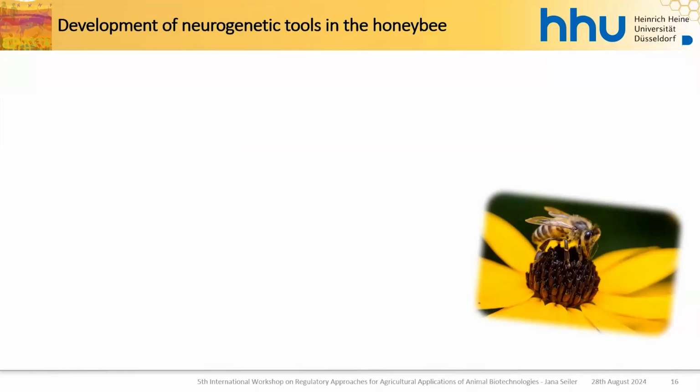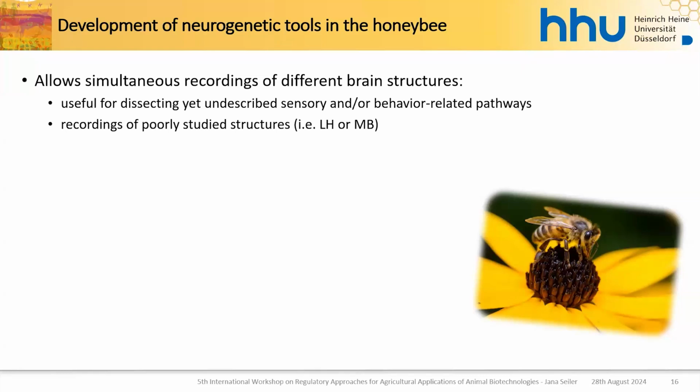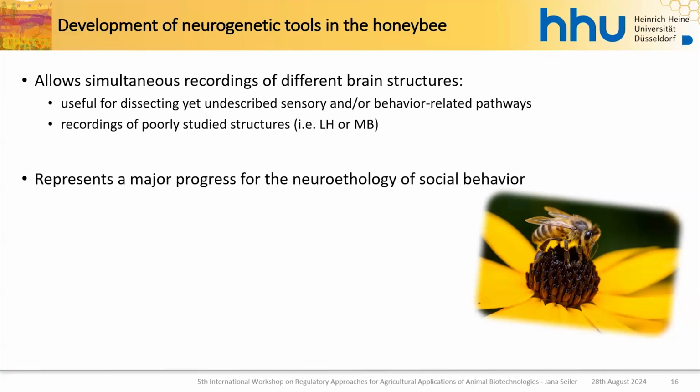With that, I'm almost at the end of my presentation, and I would like to briefly summarize the most important aspects of this genetic tool. The calcium sensor allows simultaneous recordings of different brain structures. This is useful for dissecting yet undescribed sensory and/or behavior-related pathways, and allows recording of poorly studied structures, for example, the lateral horn or the mushroom bodies. This tool represents a major prospect for the neuroethology of social behavior. And of course, the economic use, the impact of pesticides.